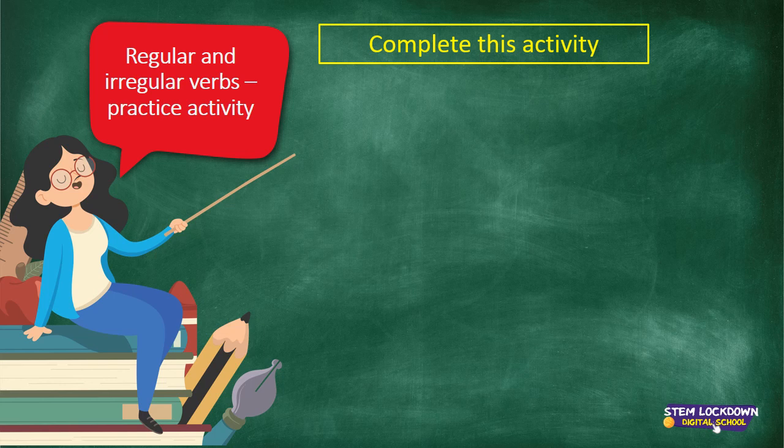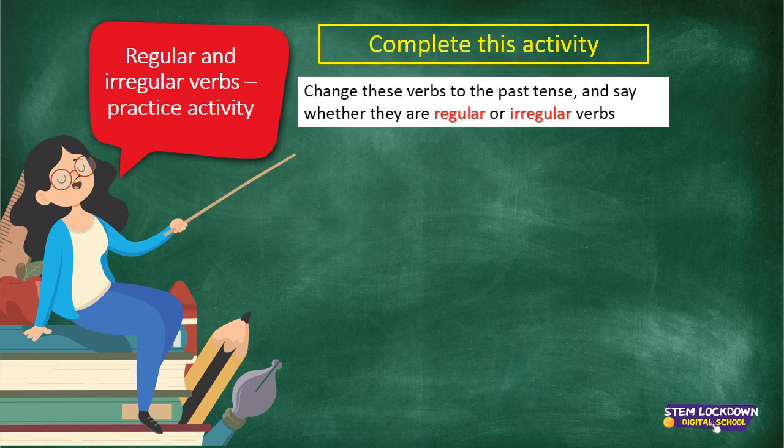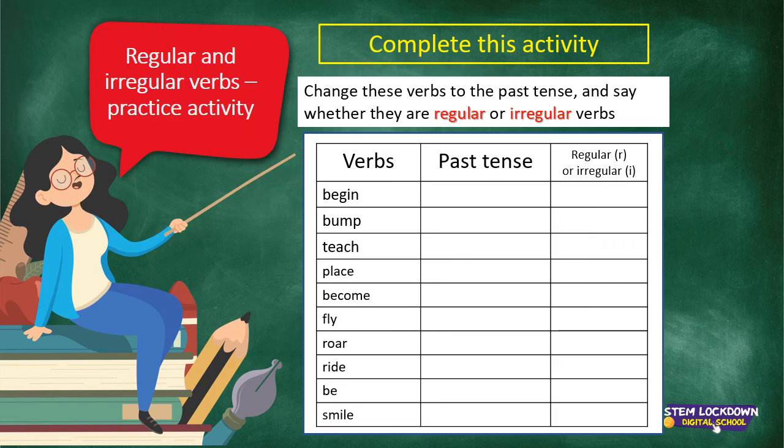Right, here's our test part of regular and irregular verbs. They're different verbs to when we did this before. Okay, let's go. So I want you to change these verbs to the past tense and say whether they are regular or irregular verbs. So here are the verbs. Let's read them together first. Begin, bump, teach, place, become, fly, roar, ride, be, smile.